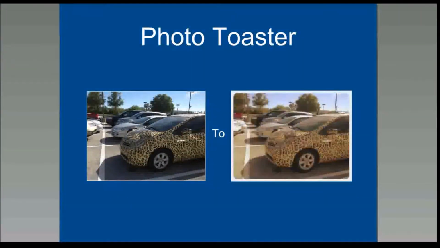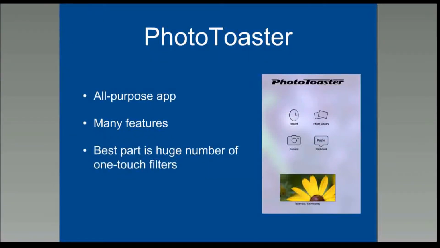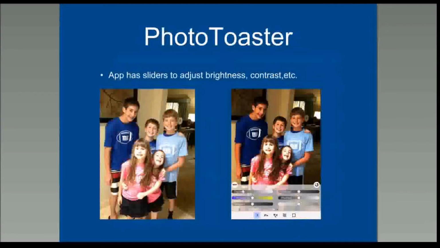The next app is called Photo Toaster. And this is pretty much a general purpose photo app. And like most photo apps, you get a screen where you choose your photo from your library, or you can take a photo with your camera. It has many features, but the best part of this app is that it has a huge number of one-touch filters. And it's very easy to use. You open the app, you get a view of all your photo albums, and you select the photo you want to edit.